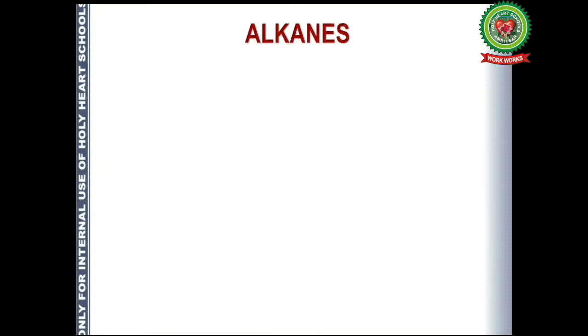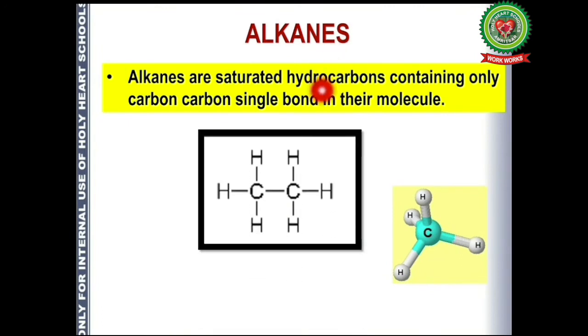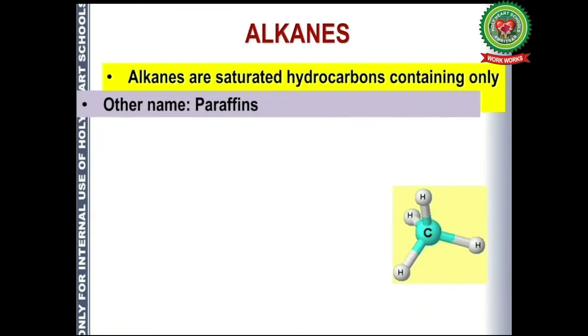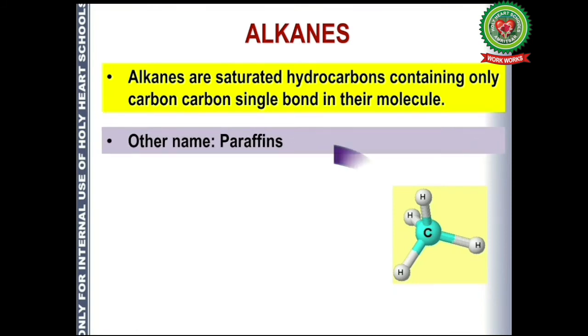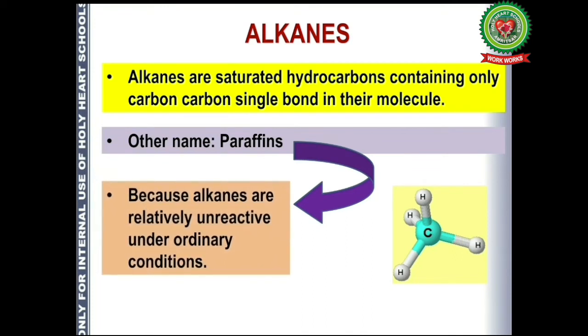First of all, we should know what are alkanes. So alkanes are saturated hydrocarbons containing carbon-carbon single bonds in their molecules. The other name of alkanes is paraffins. Why are they known as paraffins? Because alkanes are relatively unreactive under ordinary conditions. So for their reactions to take place, we want a higher temperature, sunlight or diffuse sunlight. So there are certain conditions necessary if we want them to react.